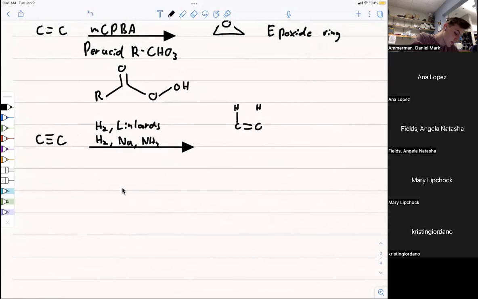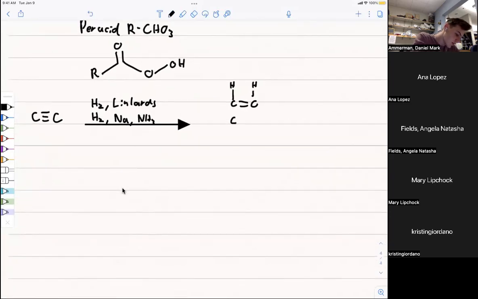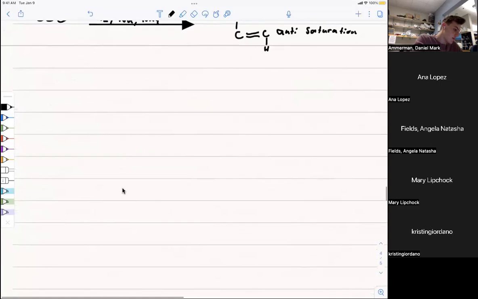And then for dissolving metal, they're anti. And this one's an anti-saturation. There's a few more. The last two are periodate, and that's it.